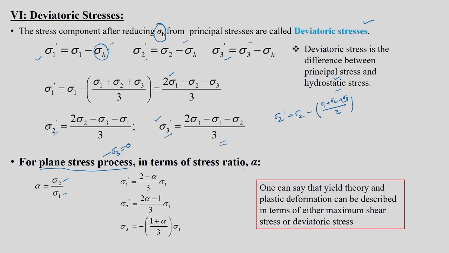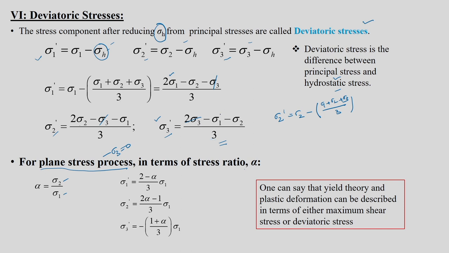So what will happen now? Sigma 3 is 0 means in sigma 1 dash this part will go, and sigma 2 dash this part will go, and sigma 3 dash this entire part will go. Okay. So now sigma 1 dash will be equal to 2 sigma 1 minus sigma 2 by 3. Sigma 2 dash is equal to 2 sigma 2 minus sigma 1 by 3. Sigma 3 dash is equal to minus sigma 1 minus sigma 2 by 3.